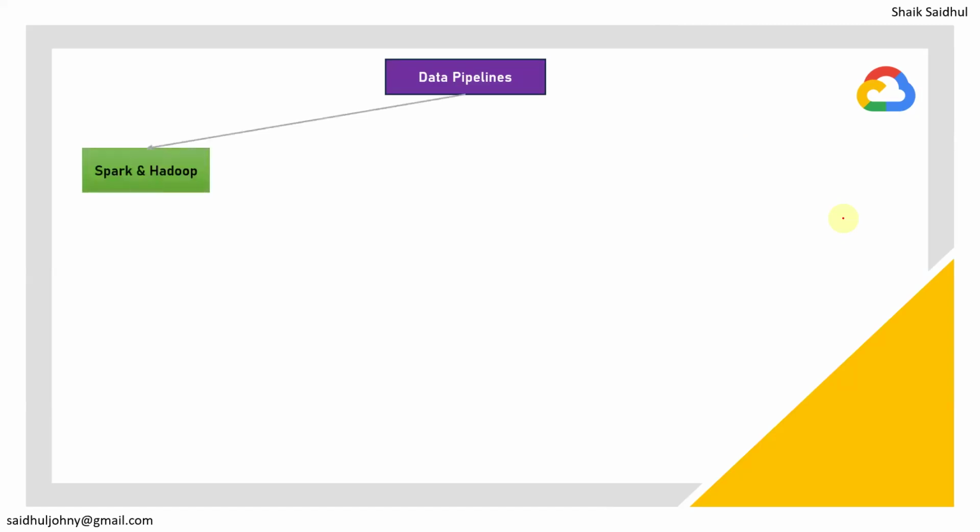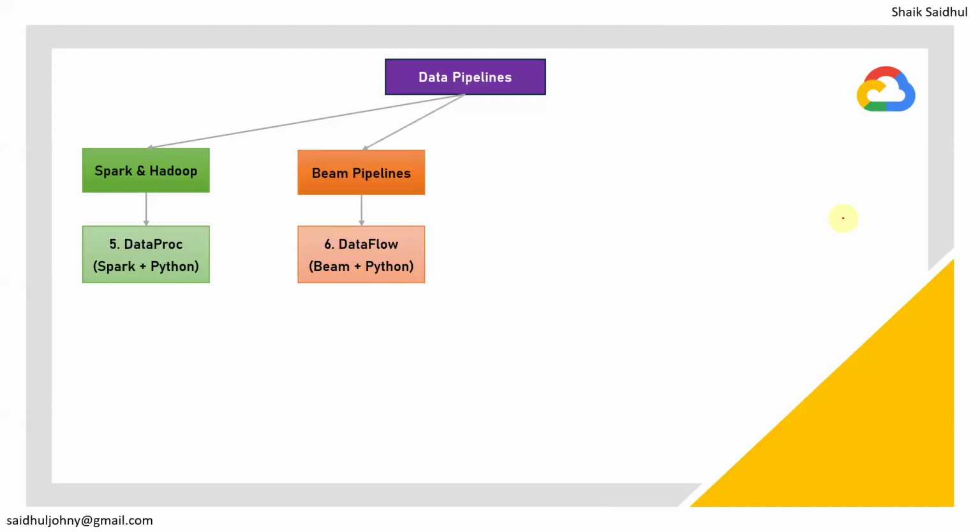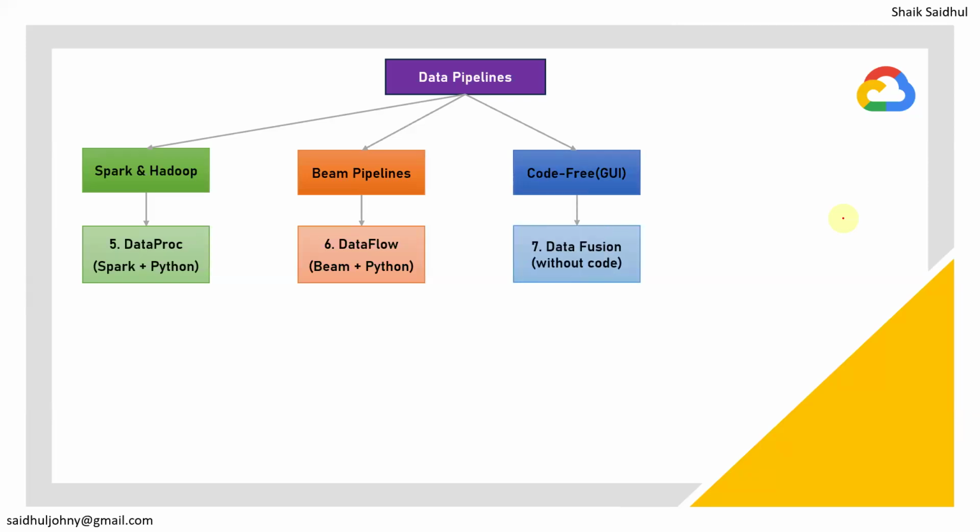Now that you know how and where to store the data, and what the databases are, the next thing is that we have to create the pipelines. You can create pipelines anywhere. Someone can create Spark and Hadoop pipelines. To do that, we are going to learn a service called Dataproc, which is a very, very important service, where we are going to learn Spark with Python, that is PySpark. And Beam pipelines, a very important service: Dataflow. Nowadays people are asking for Dataflow. And after that, code-free Data Fusion, not very important, but we are covering it.